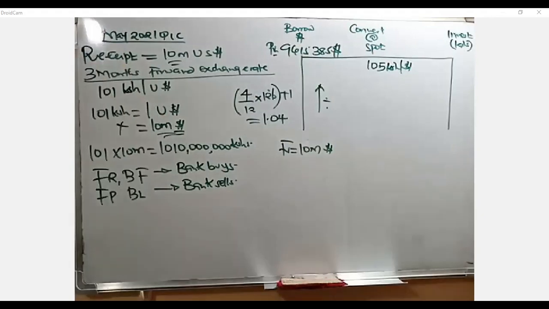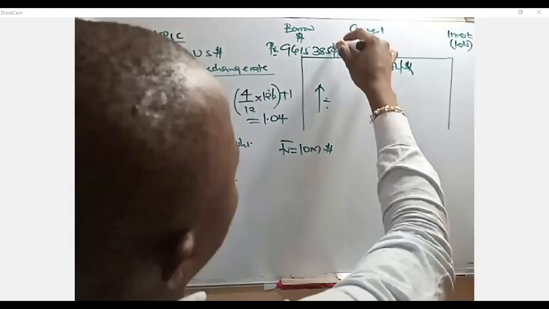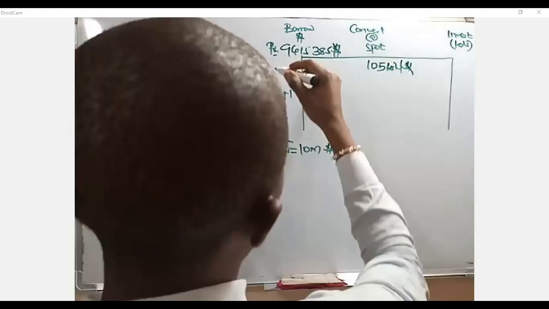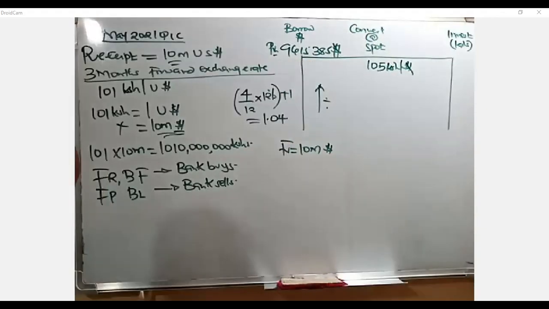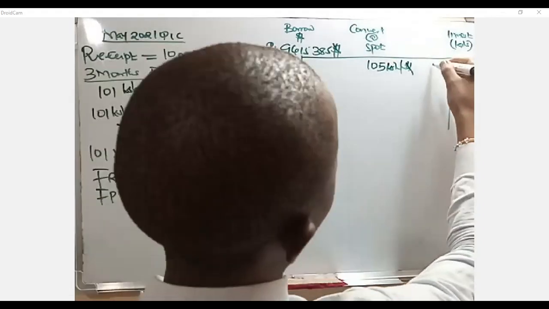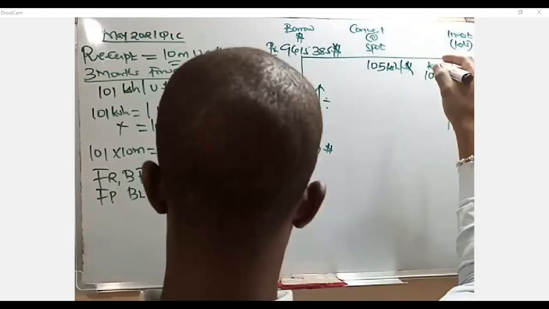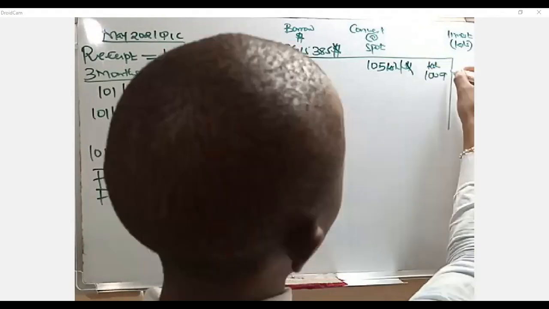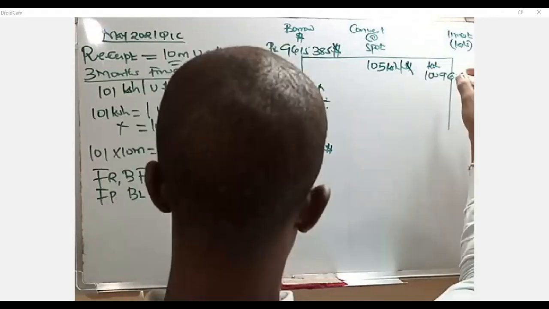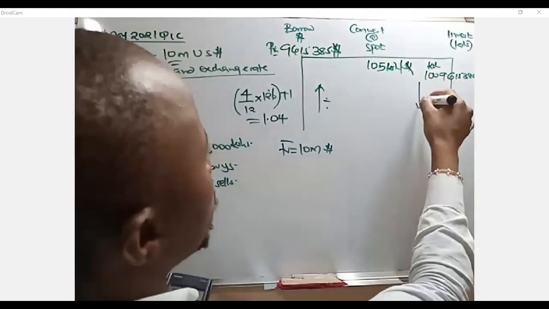Can you be able to convert at spot to our local currency? Yes, we can convert by multiplying, because this one and this one cancel. So I just take my answer and multiply by 105. The Kenyan currency amount we are going to be having, Kenya shillings, is 1,009,615,385.